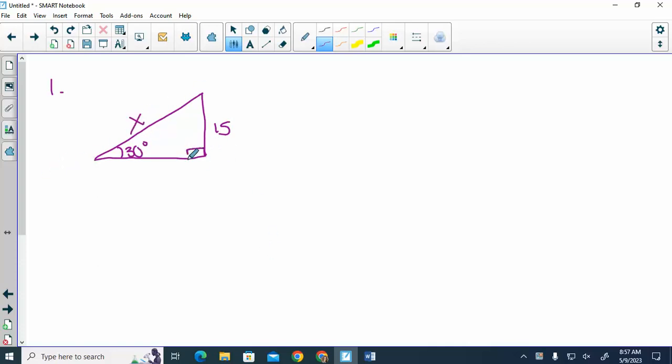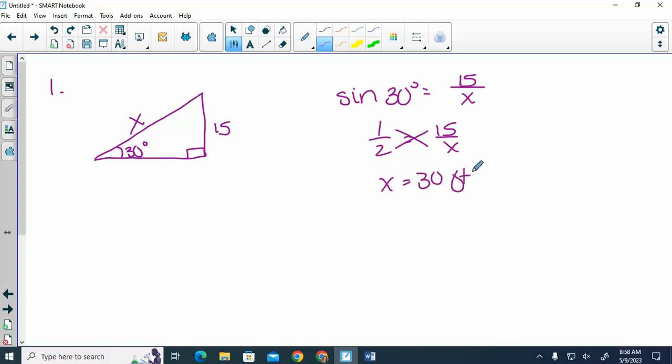So we can assume vertical and horizontal, that's a right angle. So from here, that's opposite and hypotenuse, so that would be sine. So we could say the sine of 30 degrees equals the opposite side, 15, over the hypotenuse, which was x. Then what is the sine of 30 degrees? 1/2 equals 15 over x.